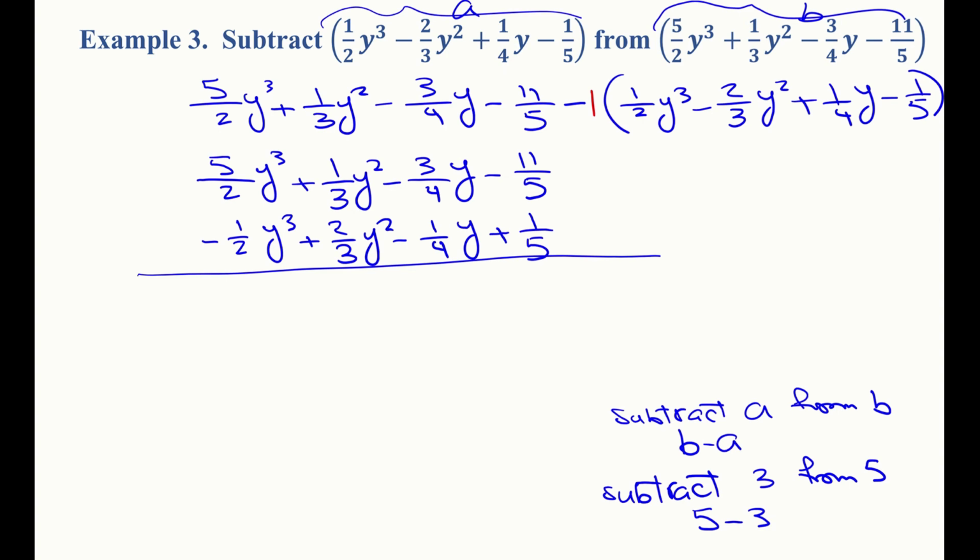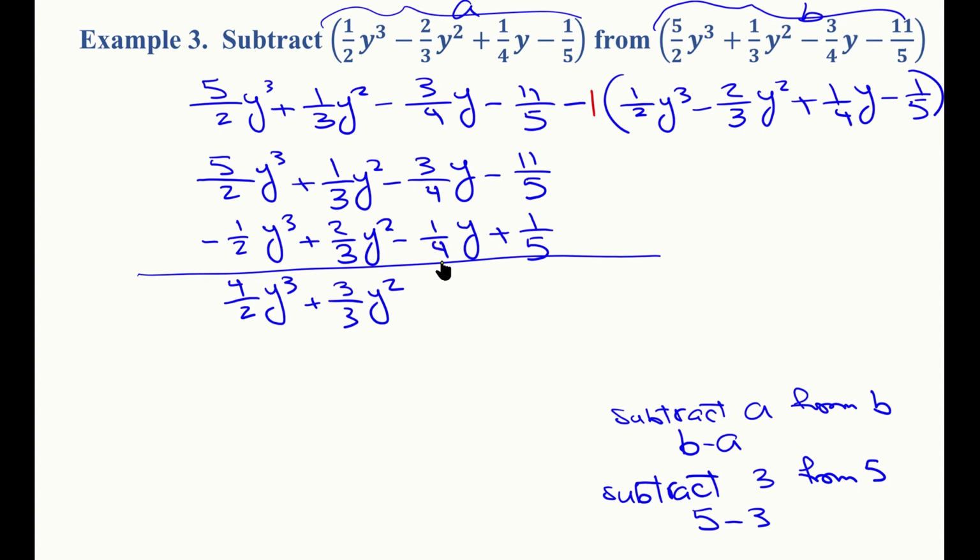So now we're just going to combine. So 5/2 minus 1/2. That's easy because they have the same denominator. So that's just going to be 5 minus 1, which is 4/2, which is 2. Let me go ahead and just write 4/2 first. So we get 4/2 y cubed. For the next two, we have 1/3 plus 2/3. Again, easy because they have the same denominator. So we get 1 plus 2, which is 3/3. So we get plus 3/3 y squared.